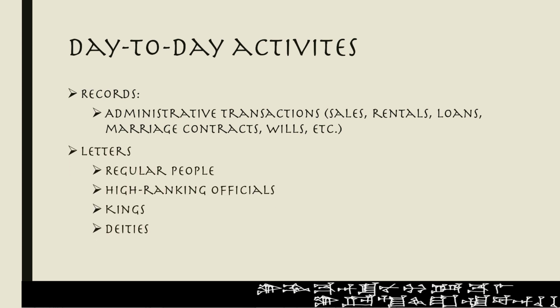These genres, these types of documents, are very common in the ancient Near East, in Mesopotamia. But we also have letters, and letters between many different individuals. For example, regular people could write letters to one another. We see this, for example, in the Old Assyrian period, merchants writing to one another. We can see high-ranking officials writing. We see kings writing to one another. For example, during the Amarna period, kings writing back and forth letters to one another.